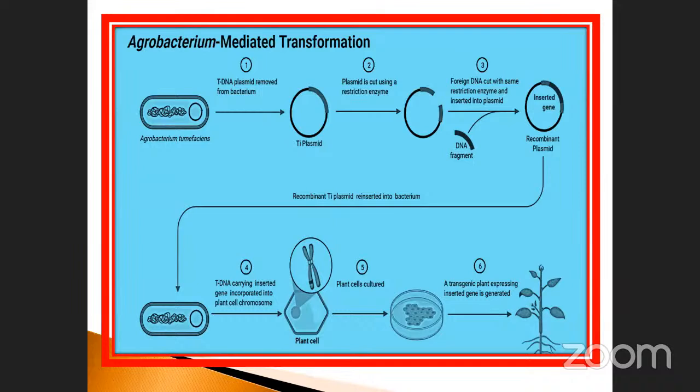The T-DNA carrying the inserted gene is incorporated into the plant cell chromosomes. Then comes the plant cell culture. If it is inserted into the plant cell, what happens? Automatically, the plant cell undergoes the culture process with the help of tissue culture. After the tissue culture, both gene properties are present in the tissues. After the growth, the transgenic plant expressing the inserted gene is generated.